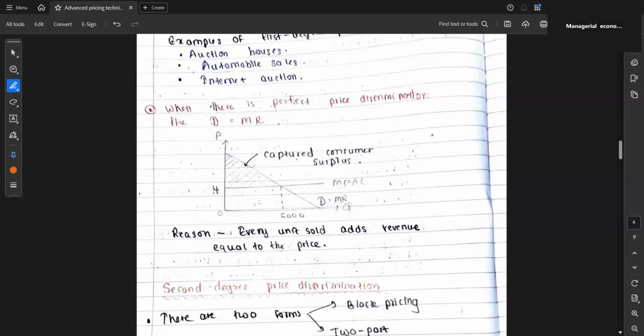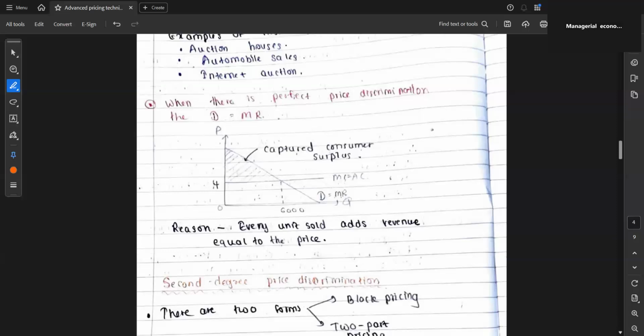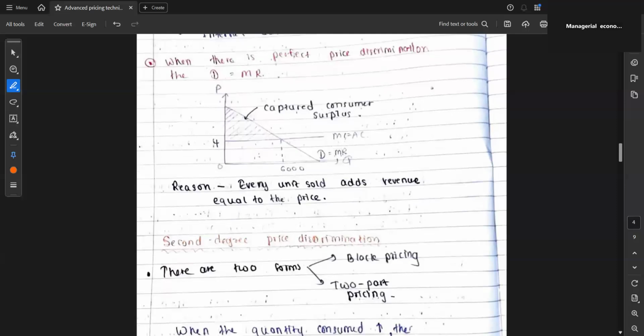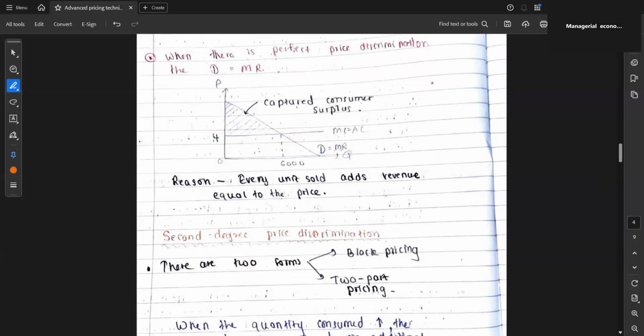Then second degree price discrimination. In second degree price discrimination, there are two forms. We have block pricing and two-part pricing. Block pricing we'll discuss after the two-part pricing.